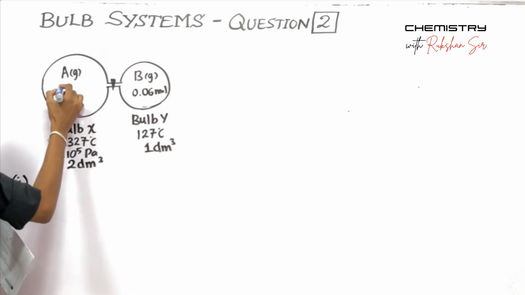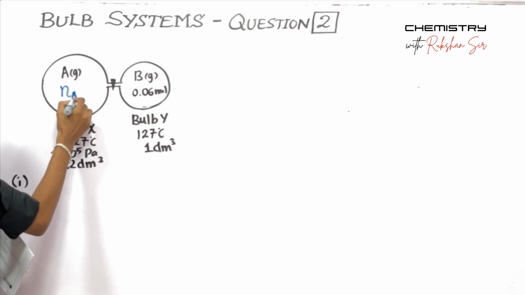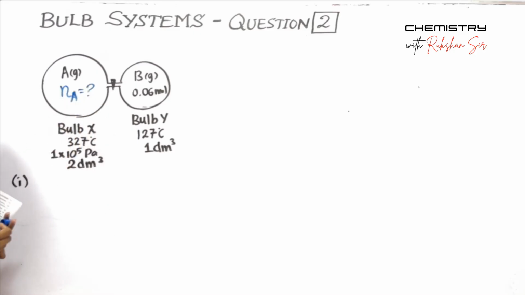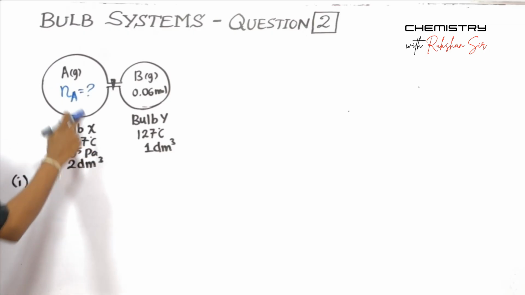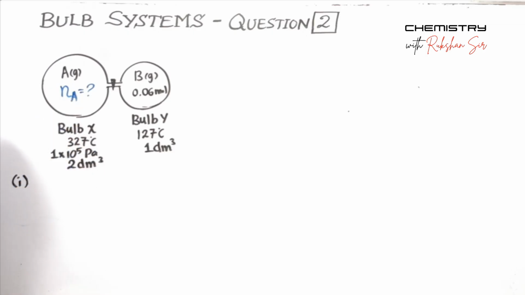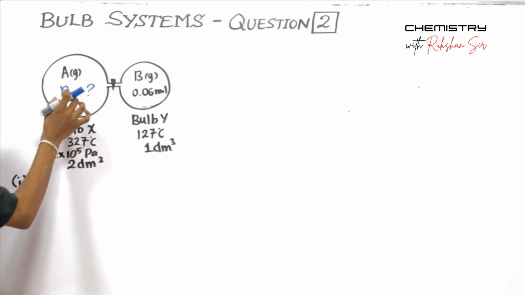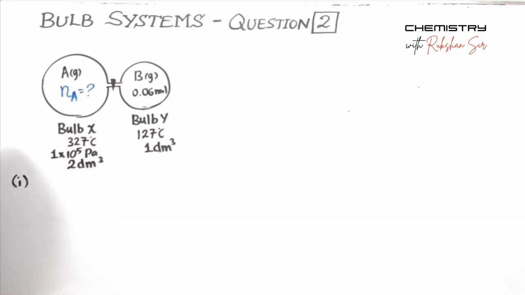PV equals nRT is a 4 variable equation. If you know 3 variables, you can find the missing 4th variable. So that is the idea here. We can apply PV equals nRT to bulb X to get the number of moles of A gas inside bulb X. Okay, let's apply this.